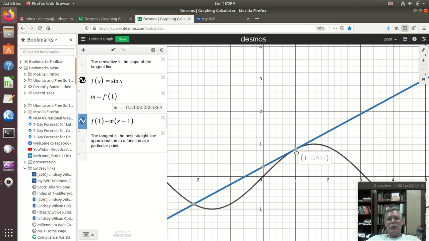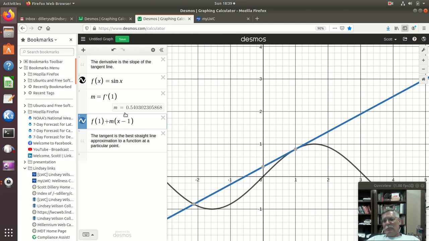And what we know is at that point, they're equal, they intersect, and then close to the point, they're nearly indistinguishable. And so that's something very interesting about a tangent line, but also very useful.